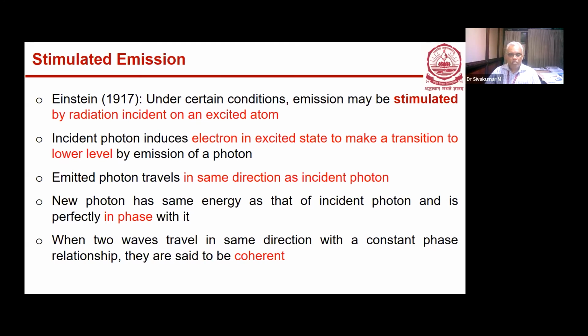So both the photons are in phase and they are coherent. That means the state of this photon will be the same. The two photons will be the same. And then these two photons will stimulate further electrons in the excited level and make them go to the ground level. So two photons create four photons, and like that it will continue. Okay, so that's what is called amplification.